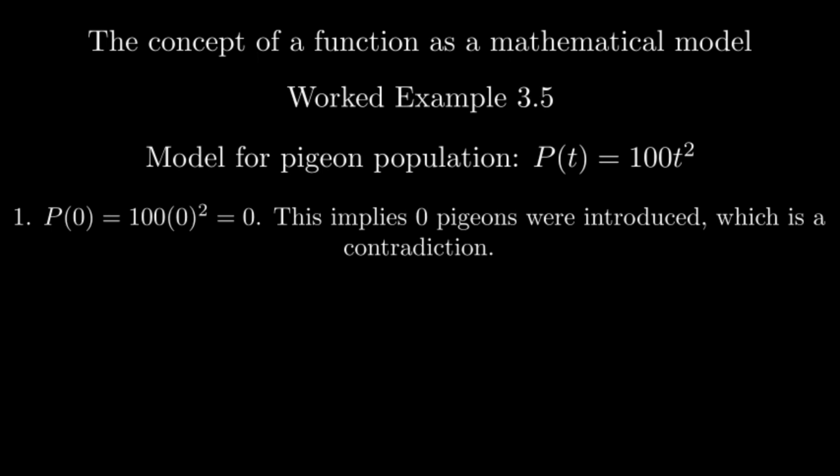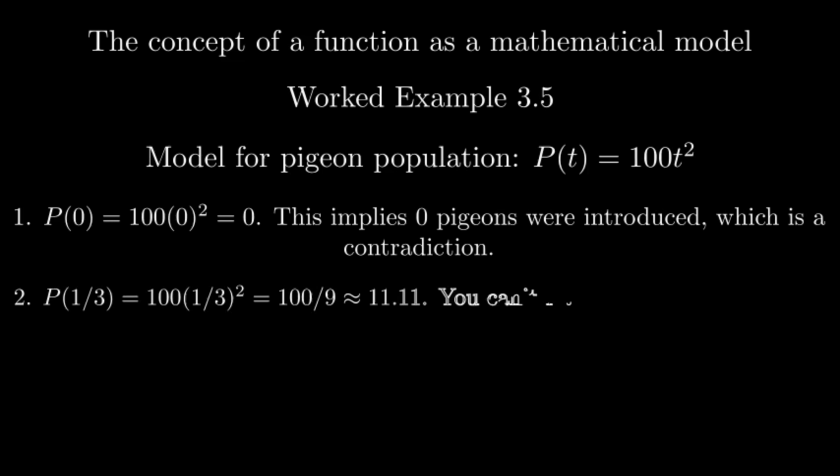What about fractional time? Let's say after 4 months, which is 1/3 of a year. The model predicts about 11.11 pigeons. This is nonsensical in reality. You can't have a fraction of an animal. The model gives non-integer values, which is a flaw.